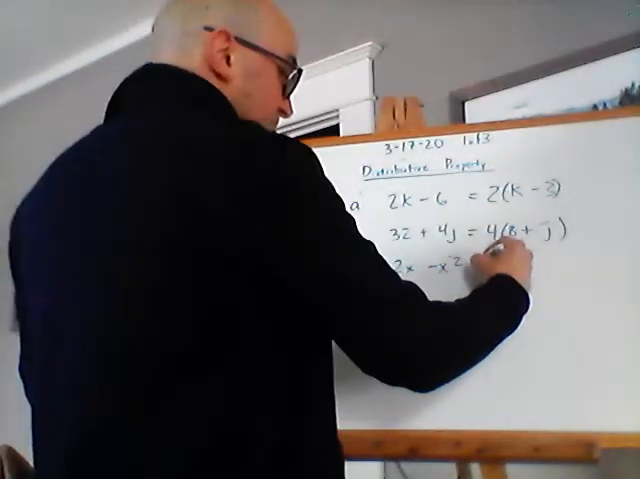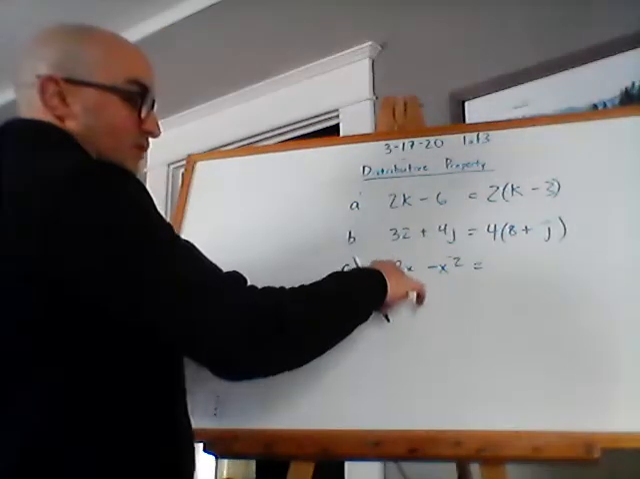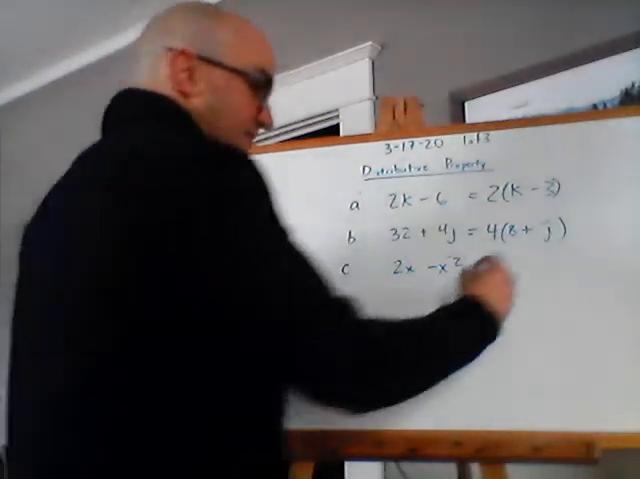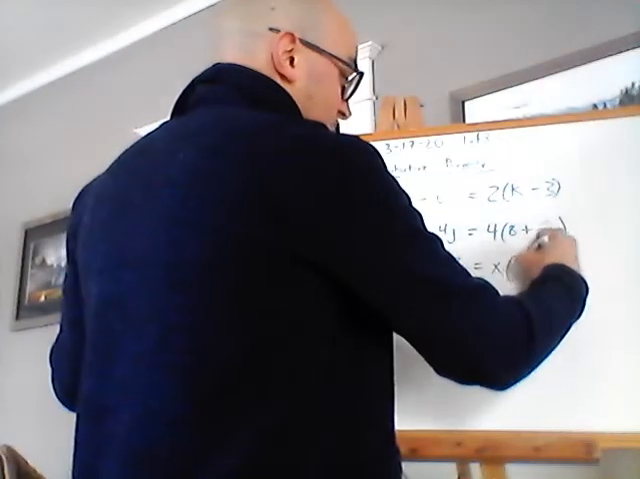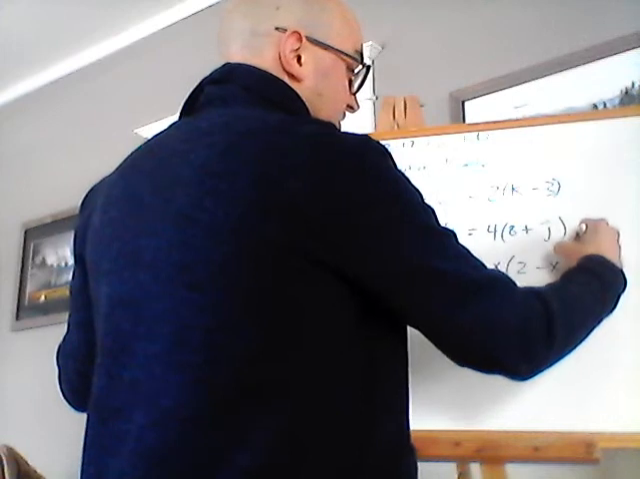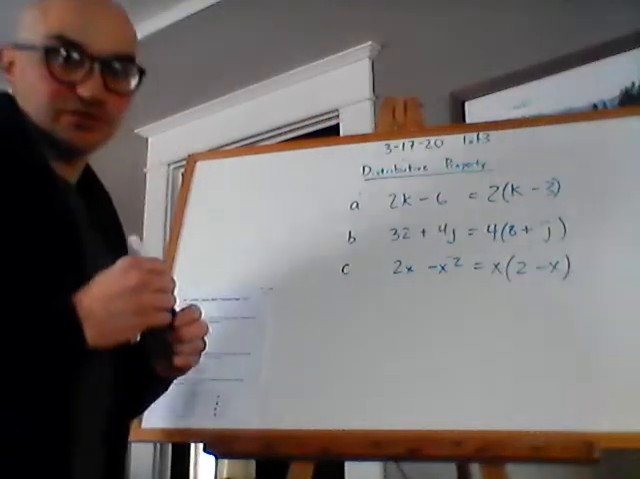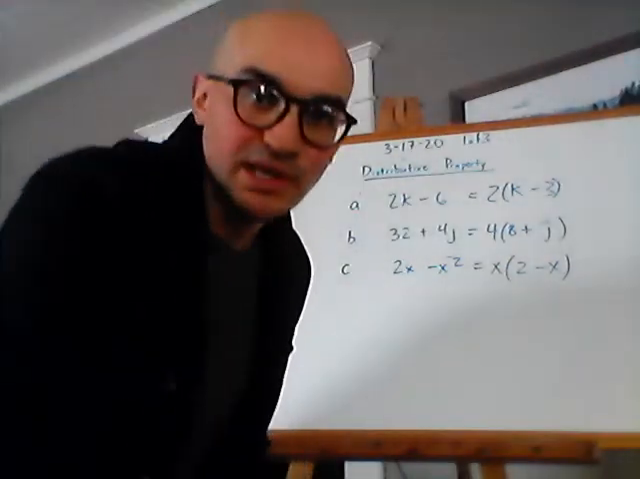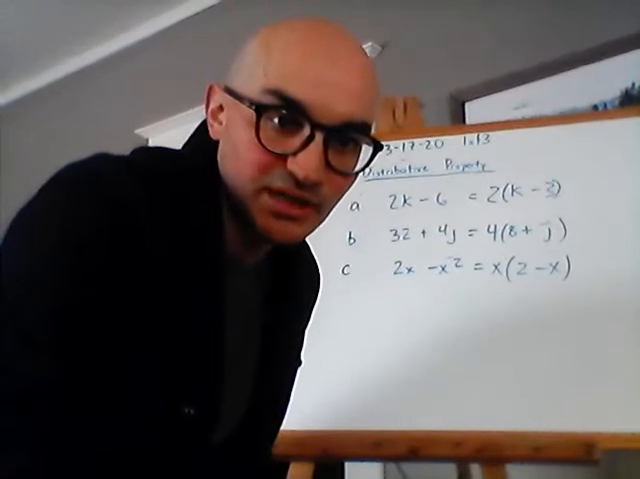Here, problem C, we pull out the common factor between 2x and x squared. That common factor is x. 2 times x equals 2x, and x times x equals x squared. So those problems A, B, and C look just like the other problems A, B, and C.